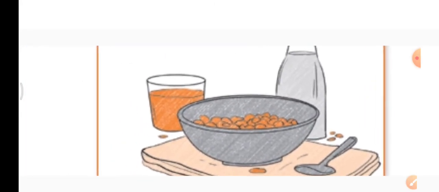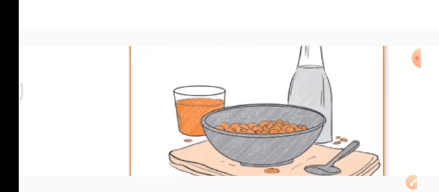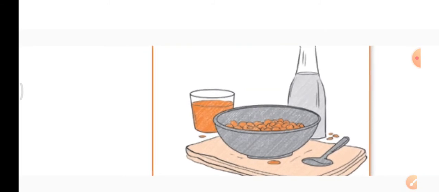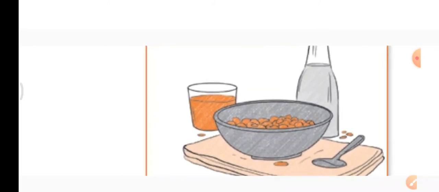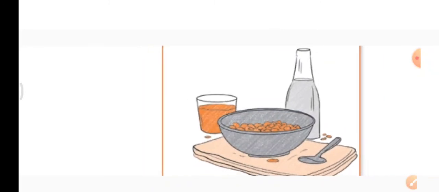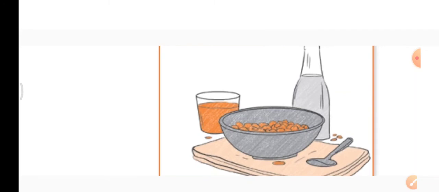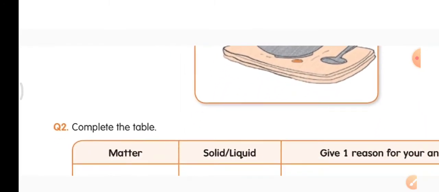So here is a picture, a glass of juice, a bottle of water, and we also have a bowl of some solid food, maybe pasta or maybe any porridge. So we have to circle the liquids. So we'll circle the fruit juice in the glass, we'll circle the water in the bottle.